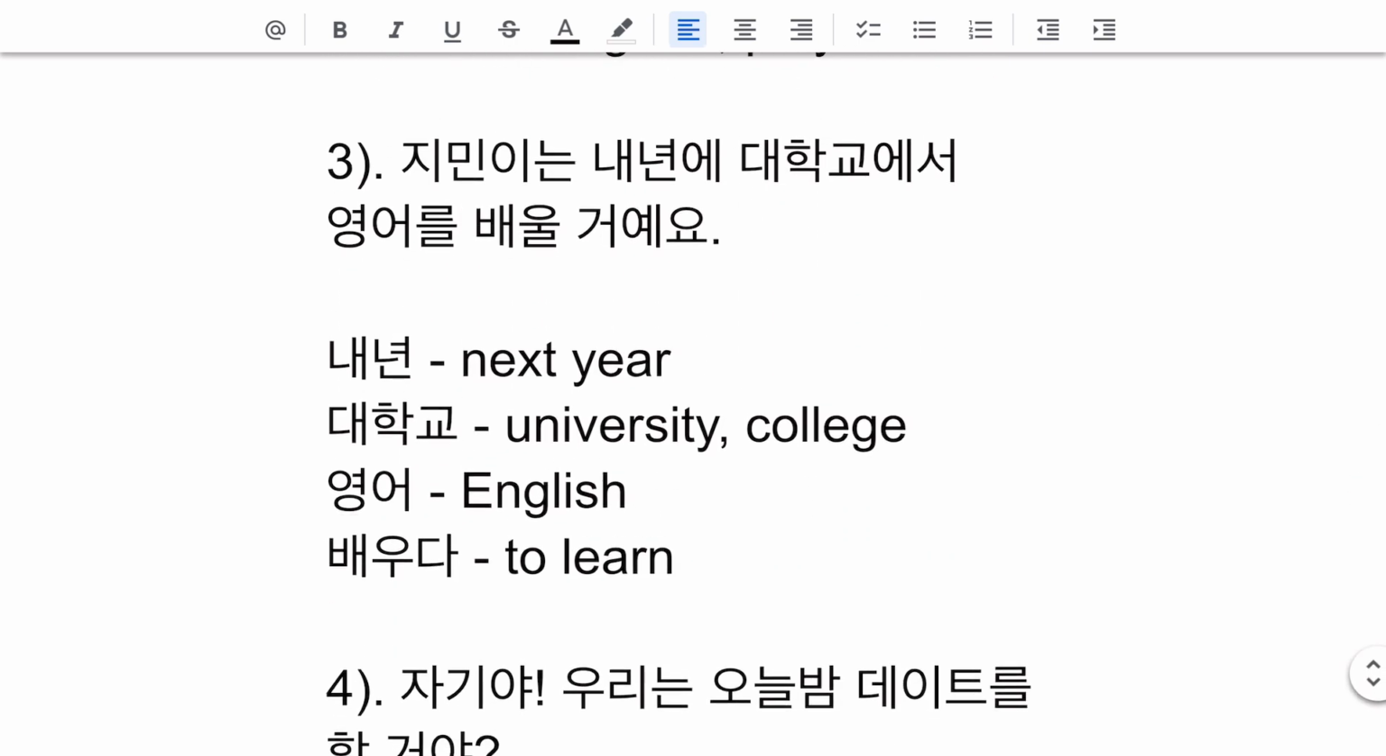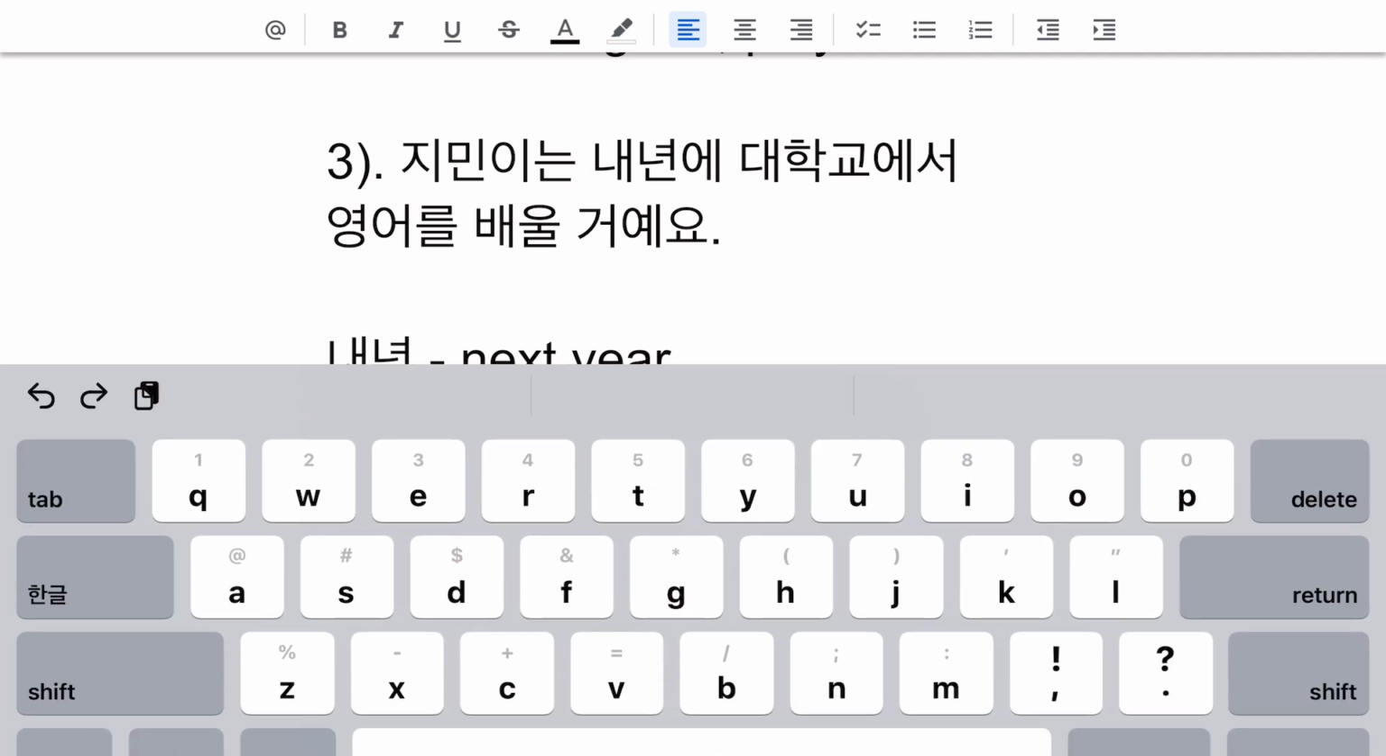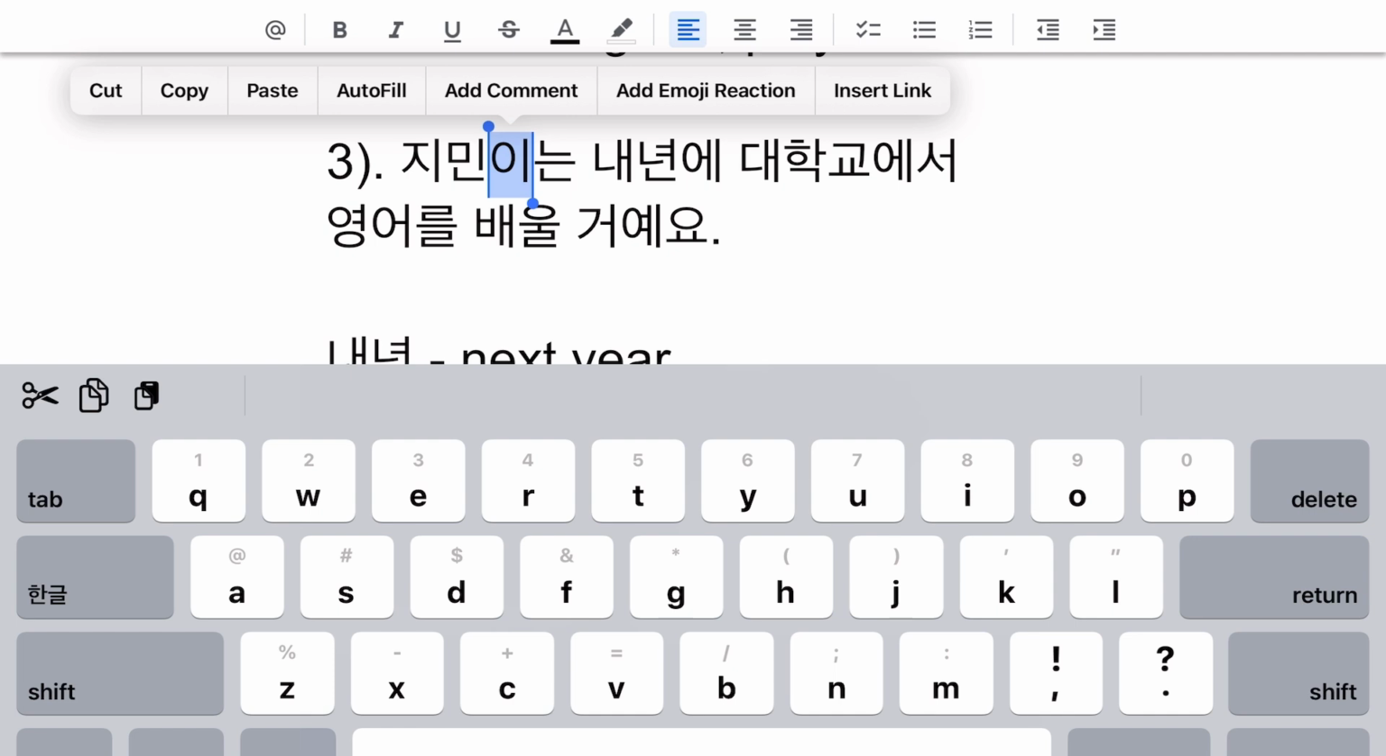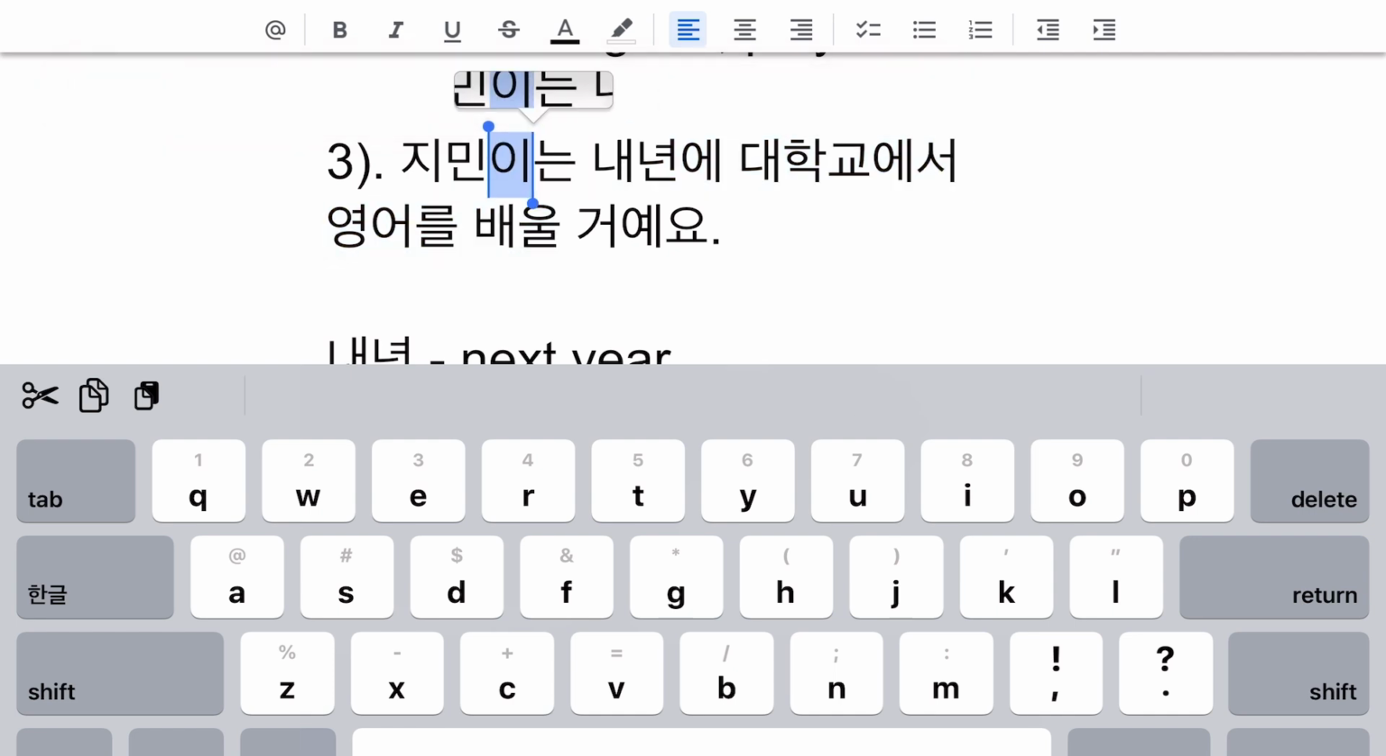Number 3, 지민이는 내년에 대학교에서 영어를 배울 거예요. 지민이는. So the person's name is not Jiminy. Their name is just Jimin. But I put it like this to show you that this happens a lot in Korean as well. If someone has a name like this, they might add that extra E part right there. Jimin이는, because when you're saying someone's name, they like for it to end with that nin instead of un sometimes. So they might add E before it.